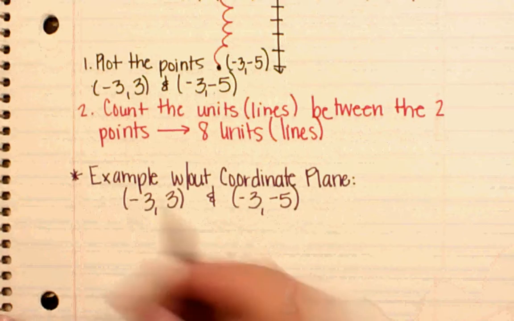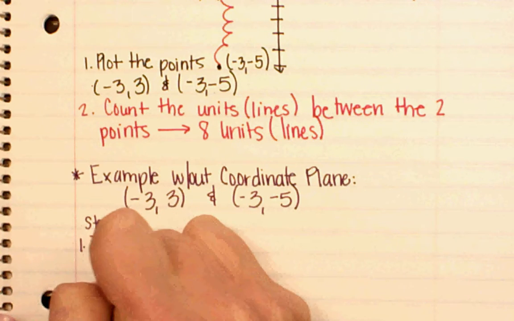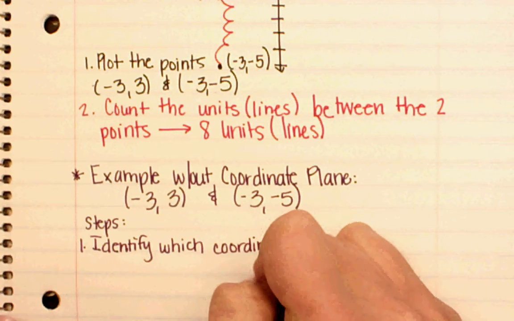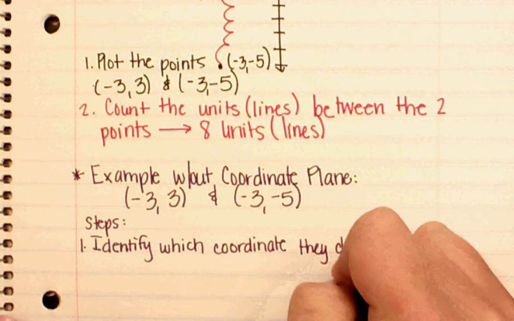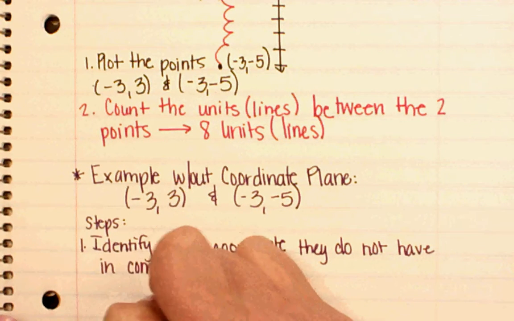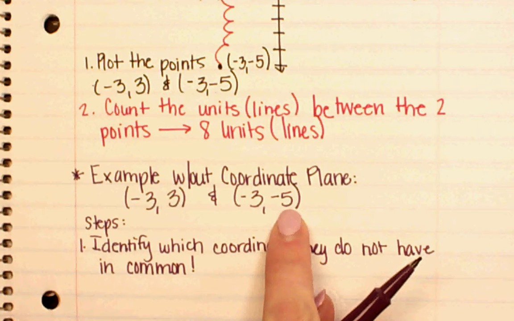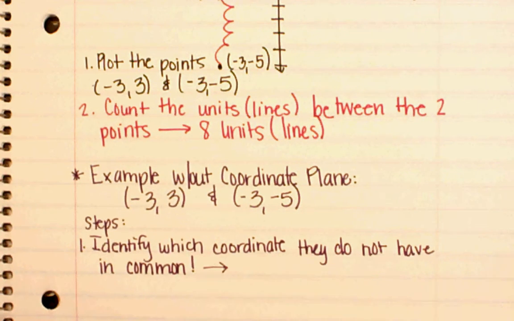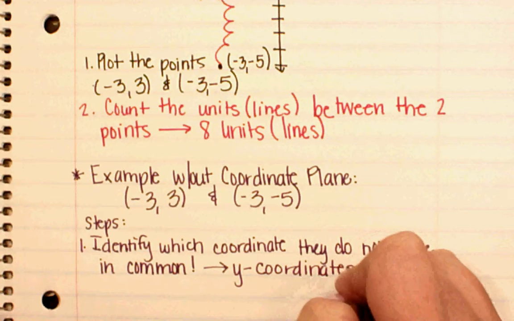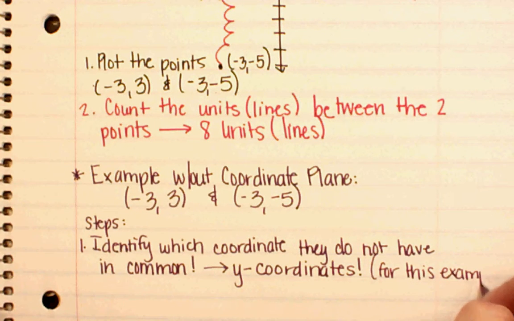So the steps are: identify which coordinate they do not have in common. So I have -3 and -3 as the x coordinates, and 3 and -5 as the y coordinates. So in this case, the one that they do not have in common is the y coordinates. For this example, it won't always be the y coordinate, might sometimes be the x coordinate.